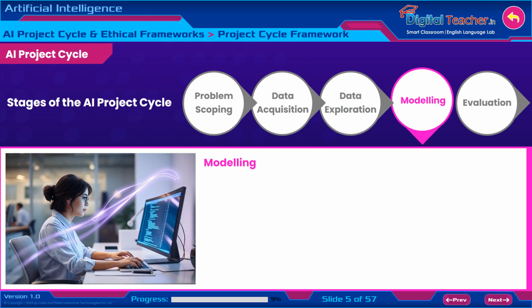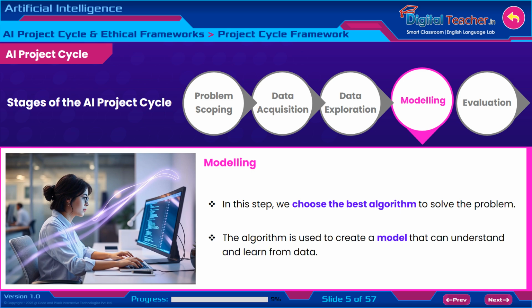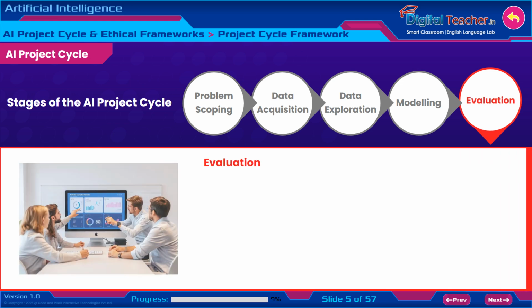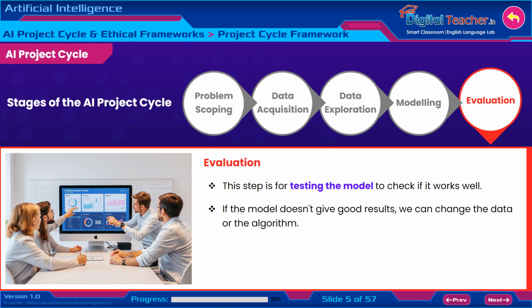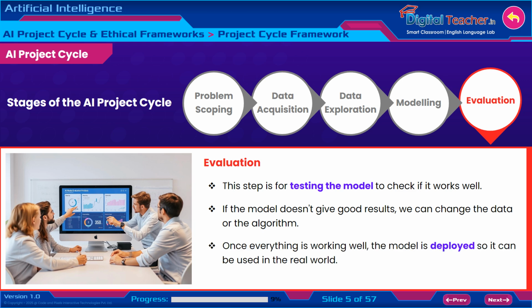Modeling. In this step, we choose the best algorithm to solve the problem. The algorithm is used to create a model that can understand and learn from data. Evaluation. This step is for testing the model to check if it works well. If the model doesn't give good results, we can change the data or the algorithm. Once everything is working well, the model is deployed so it can be used in the real world.